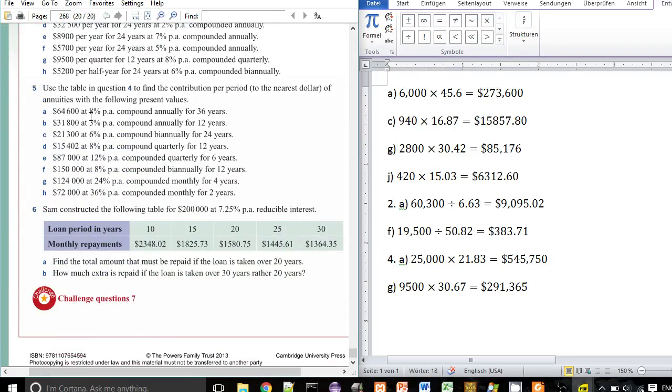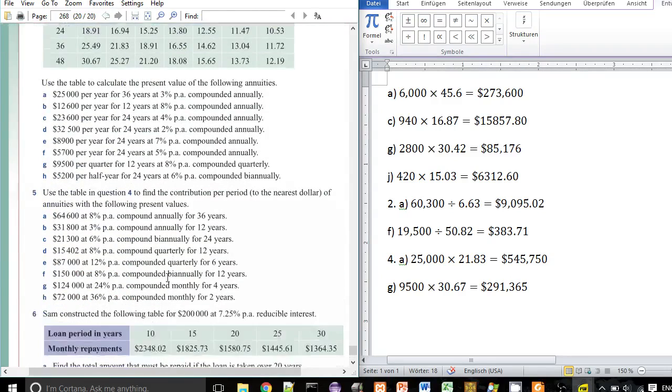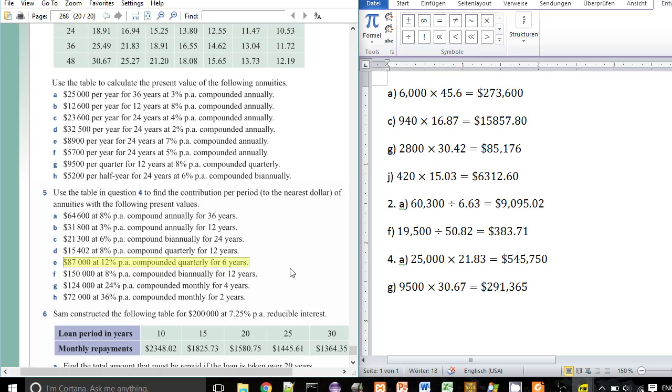Alright, I'm going to go down to this. Okay, so it's saying find the contribution if you have the present value. So this is a dividing one. So I'm just going to do one. Let's do this one, 5E, okay?